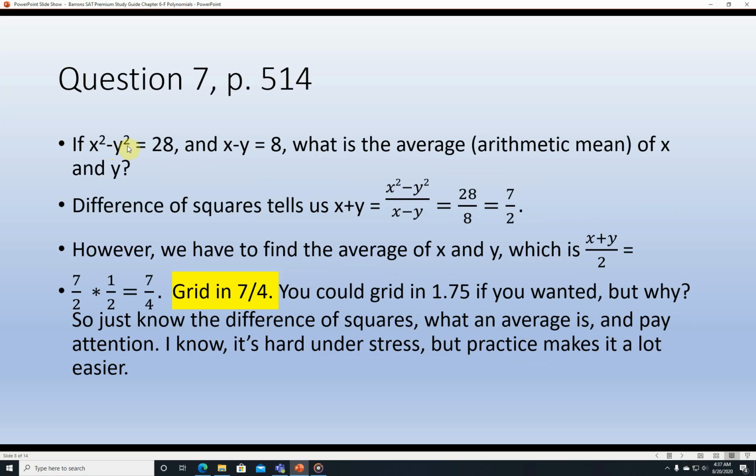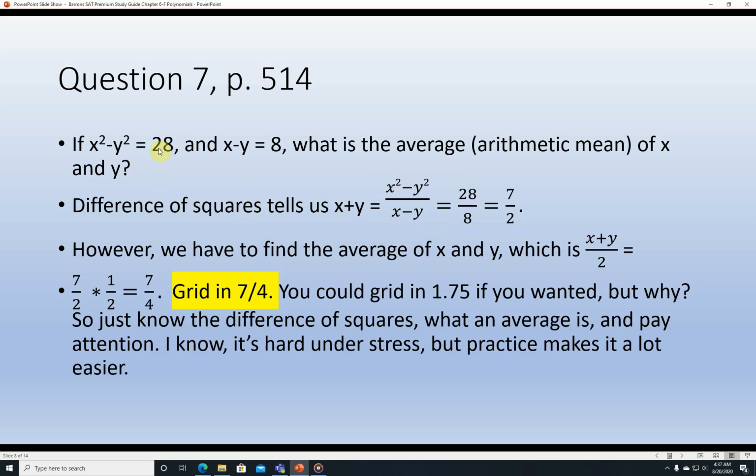Okay. Question 7, page 514. If x squared minus y squared is 28 and x minus y equals 8, what's the average, the arithmetic mean, of x and y? Well, remember that x plus y over 2 is the arithmetic mean. The difference of squares tells us that x plus y is going to be equal to x squared minus y squared over x minus y, which we can factor as (x plus y) times (x minus y) over (x minus y). So we have an x minus y on the top and on the bottom, and those will cancel out.